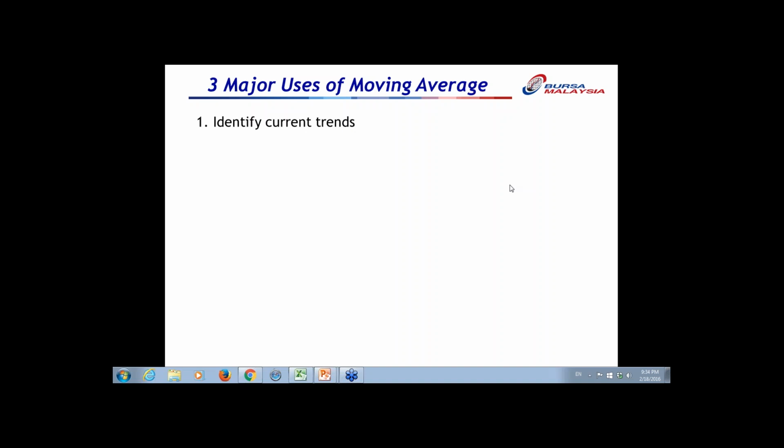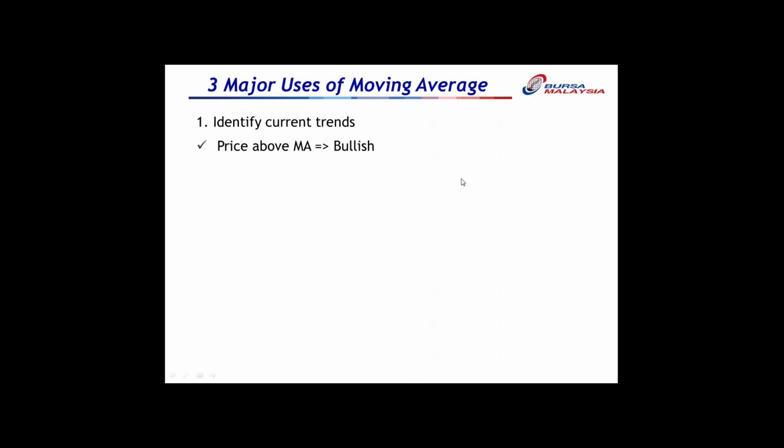Okay. Now, there are three major uses of moving average. Why is my slide not showing? Hang on, is my slide hung? All right, so the first is to identify current trends. The first use of the moving average is to identify current trends. How come? Just give me a minute. I don't know why it is not showing.